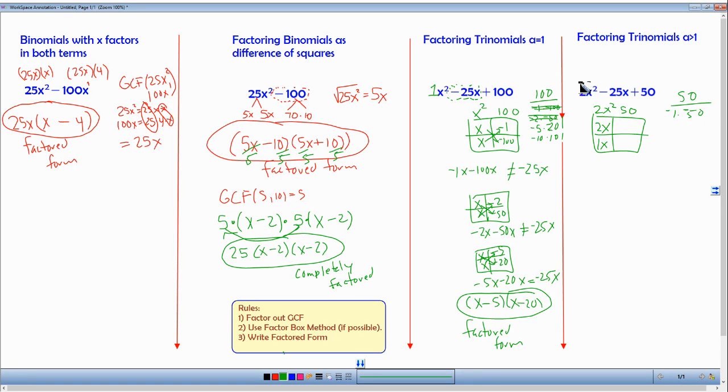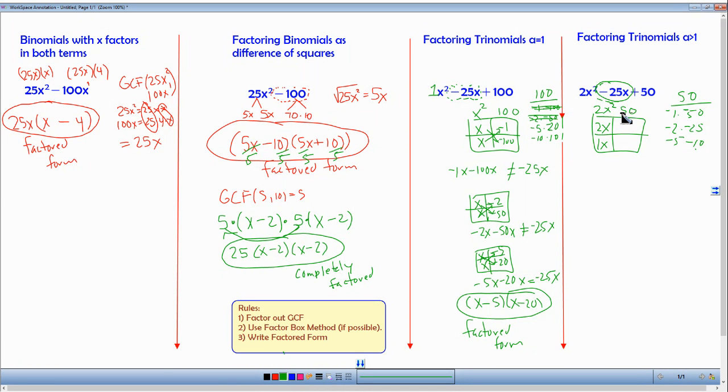Why do we want negatives? Because this little part here has a minus sign. So you want negative factors. Negative 2 times negative 25, negative 5 times negative 10. And I'm double checking all my math. Nothing else works. And then we have a repetition.